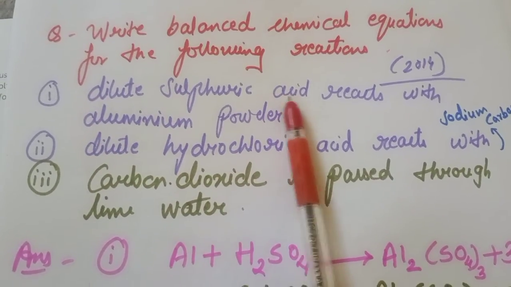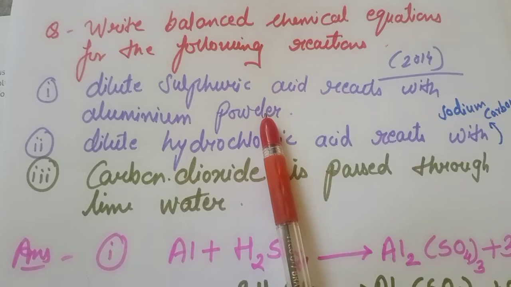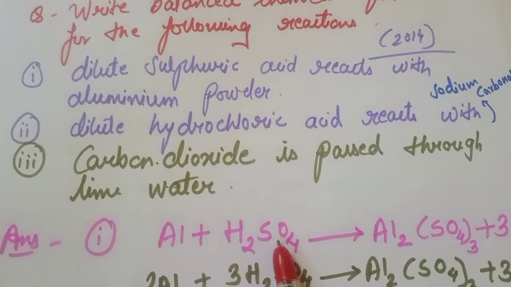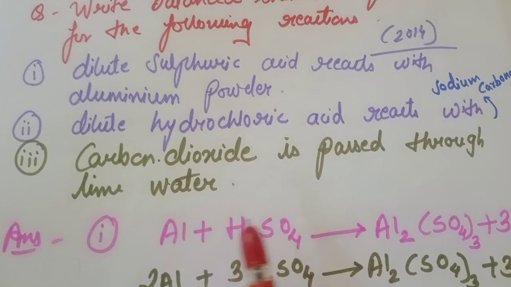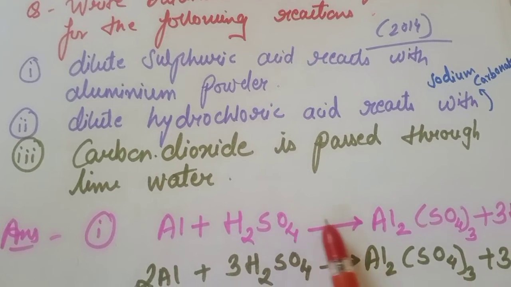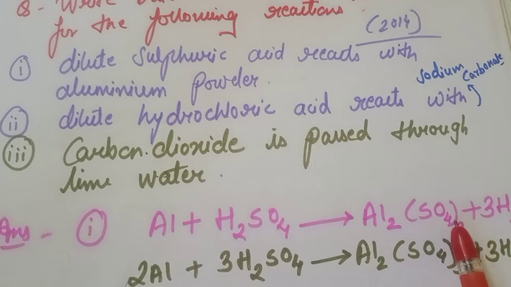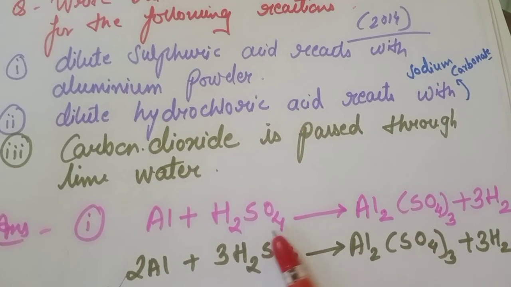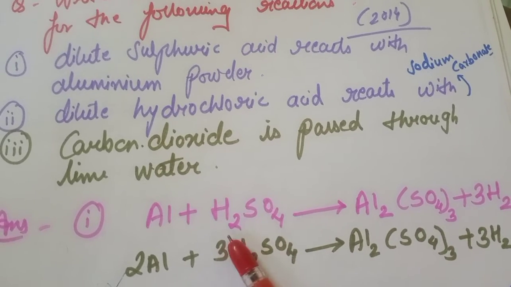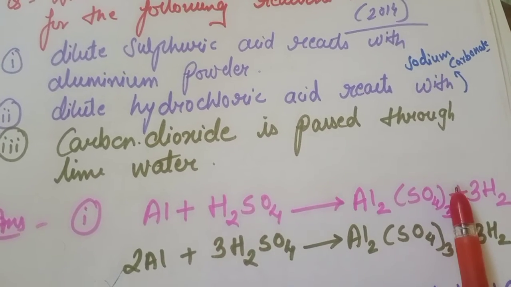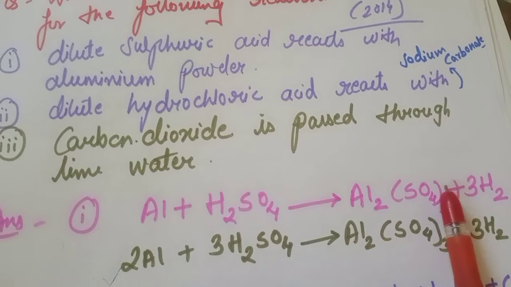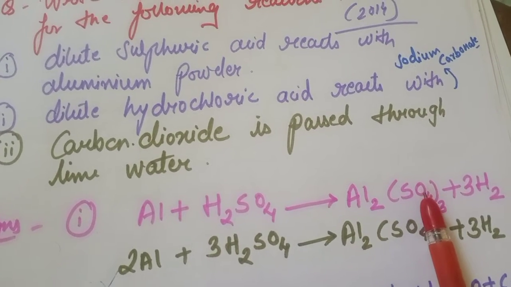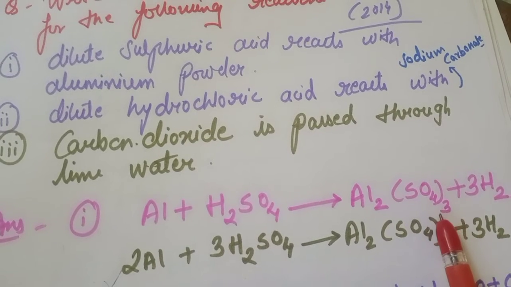Dilute sulfuric acid reacts with aluminium powder. So write the formula for aluminium and sulfuric acid. You should know what the product is. Aluminium when it reacts with sulfuric acid gives aluminium sulfate and hydrogen. So this is the general form of writing. Now let us check whether the atoms are balanced on LHS and RHS. Let us start with the maximum number of atoms. For example, oxygen, which has the maximum number of atoms, that is 12.